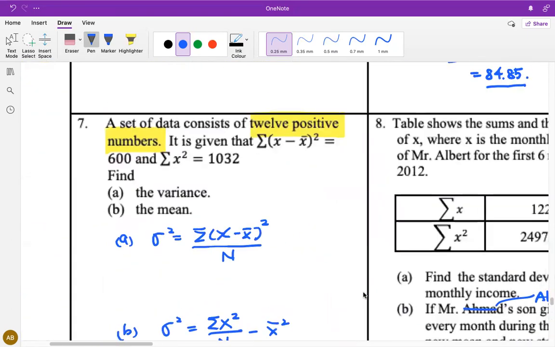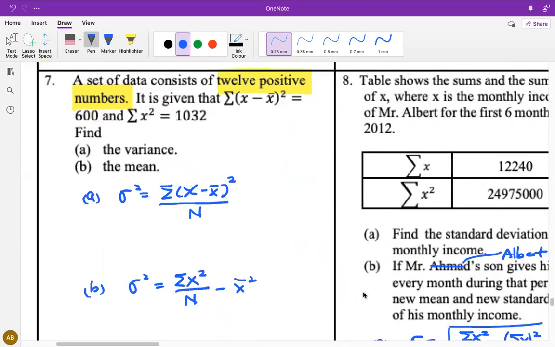So number 7, a set of data consists of 12 positive numbers, okay? Therefore, our n is 12. Then it is given the sum of x minus mean square. So this one is another alternative to find variance, right? The variance is the sum of x minus mean square over n. This is the alternative way to find variance.